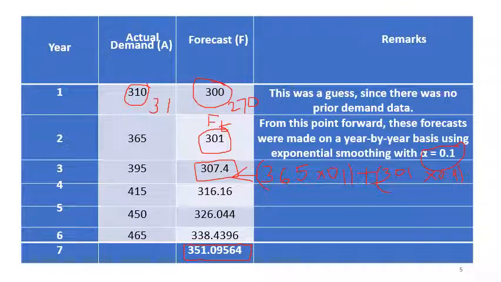So for the seventh year, as you proceed step by step, computing the forecast for each year based on the previous actual and the previous forecast, you will get this particular value. Until you calculate all the previous forecasts, you cannot find the forecast for the seventh year. So how did you get this 351? 465 into 0.1 plus this 338.43 into 0.9 will give you this value. So your forecast for the seventh year will be 351 units.